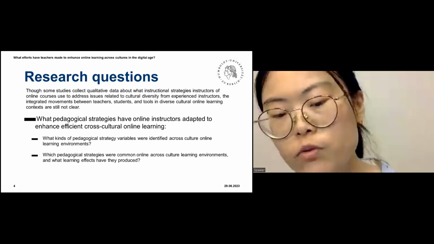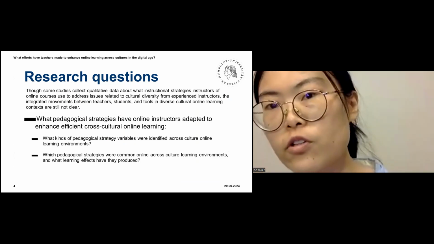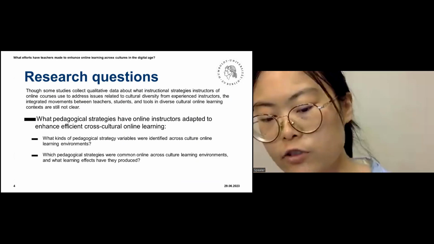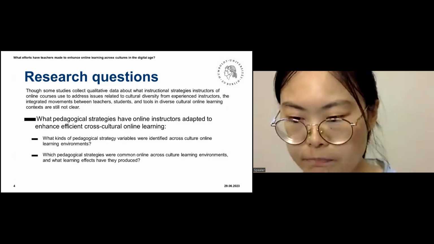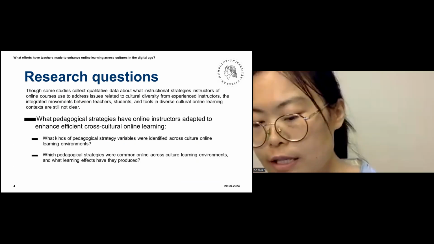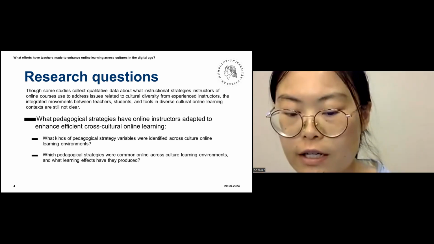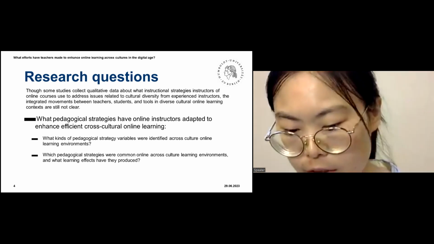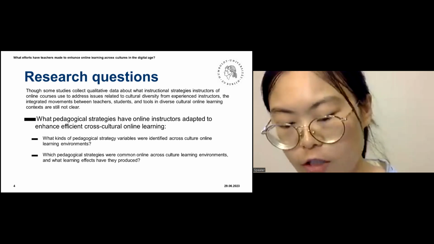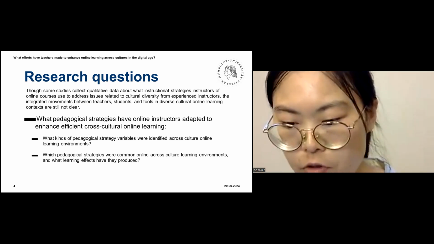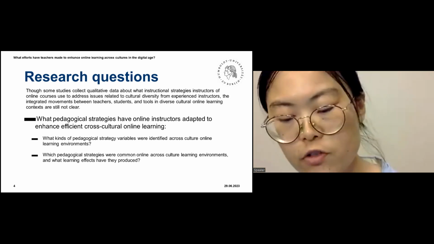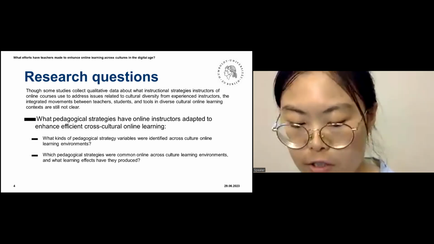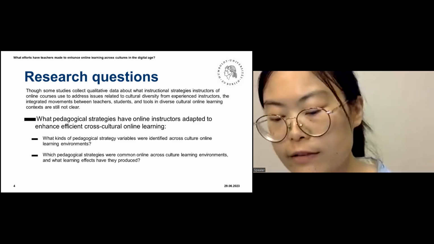Though some studies have already collected qualitative data about what experience instructors have adopted to enhance cross-cultural communication, the integrated interactions between teachers, students, and tools in diverse cultural online learning contexts are still not clear. So here, one research question is stressed: what pedagogical strategies have online instructors adopted to enhance effective cross-cultural online learning? For this question, two sub-questions were proposed: what kinds of pedagogical strategy variables were identified in cross-cultural online learning environments, and which pedagogical strategies were common online across cultures?